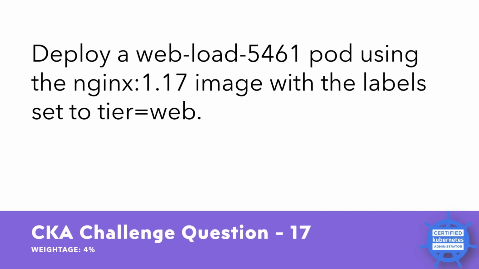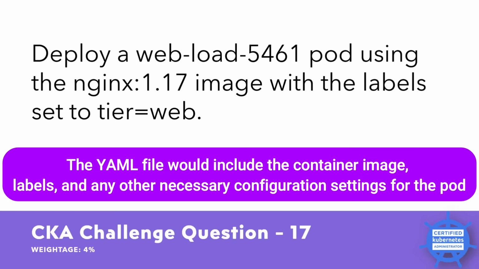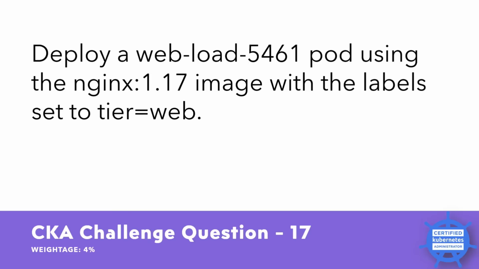To complete the task, you would need to use the Kubernetes command line interface, kubectl, or the Kubernetes API to create a YAML file that describes the pod configuration. The YAML file would include the container image, label, and any other necessary configuration settings for the pod. The pod will be scheduled onto a worker node in the cluster, and Kubernetes will ensure that the pod is running and available according to the desired state specified in the YAML file.